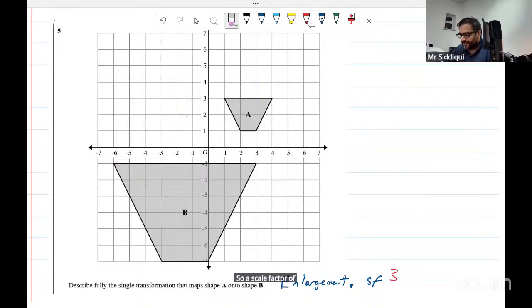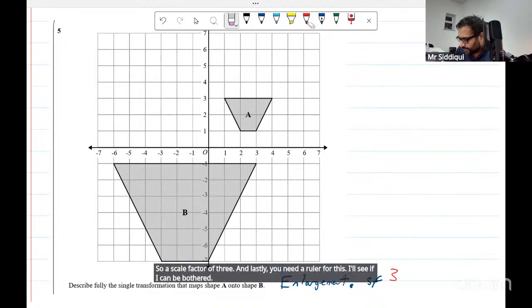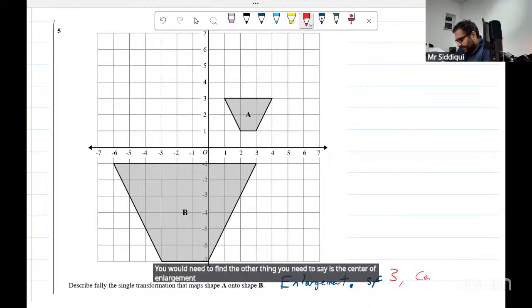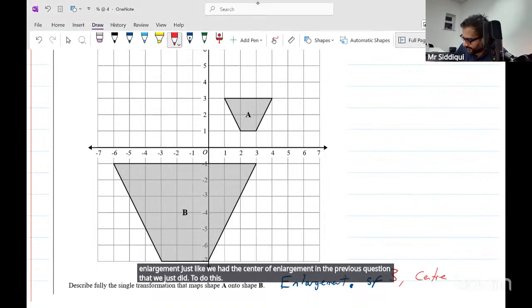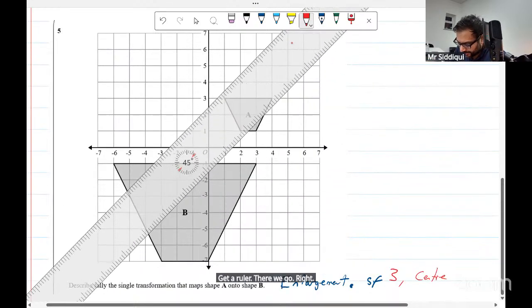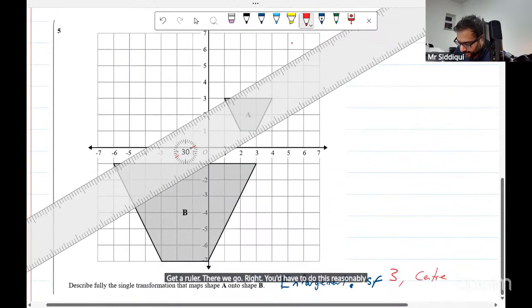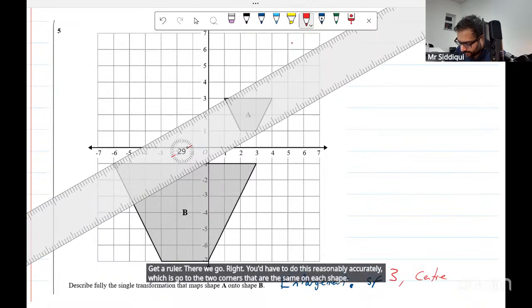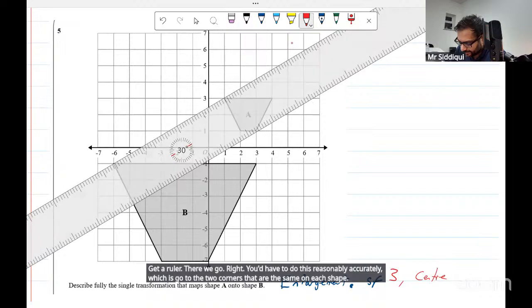And lastly, you need a ruler for this. And I'll see if I can be bothered. The other thing you need to say is the center of enlargement, just like we had the center of enlargement in the previous question that we just did. To do this, see if I can get a ruler. There we go. Right. You'd have to do this reasonably accurately, which is go to the two corners that are the same on each shape, somewhat like so.